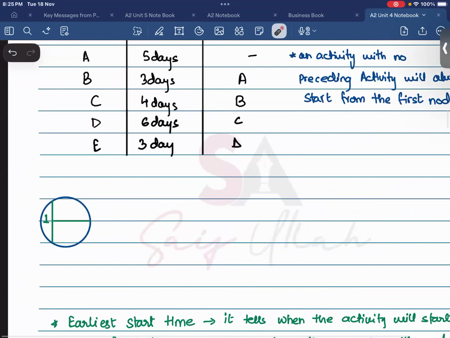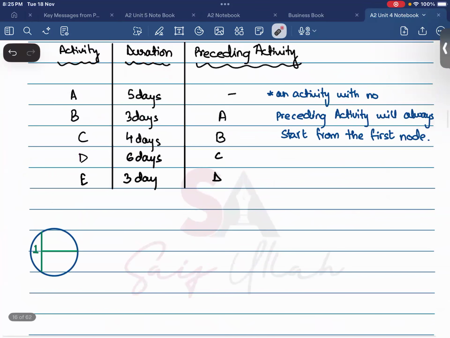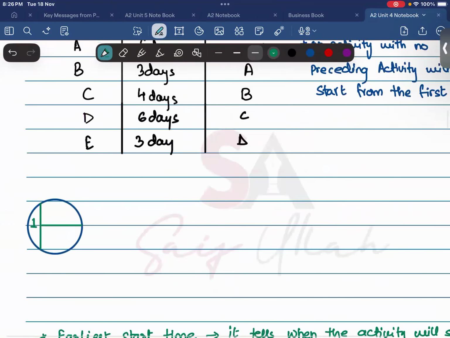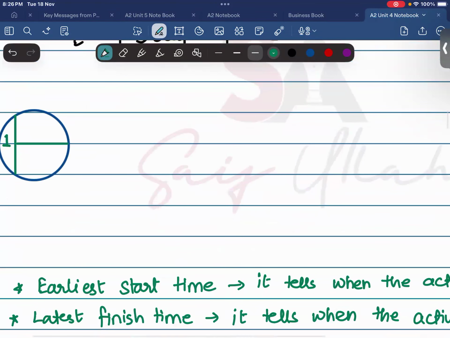First things first, we have to draw a starting node. Moving on to activity A, we have to start it from node number 1 because it does not have any preceding activity. So over here, I'll start my activity A.